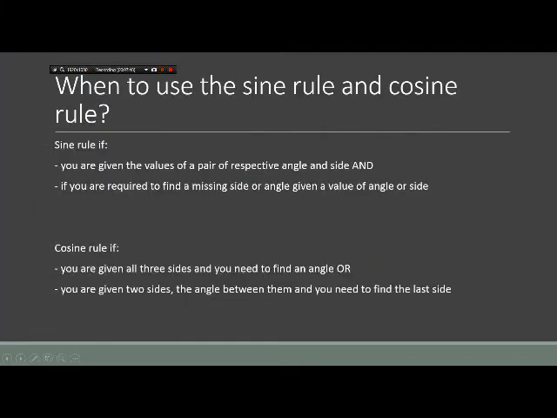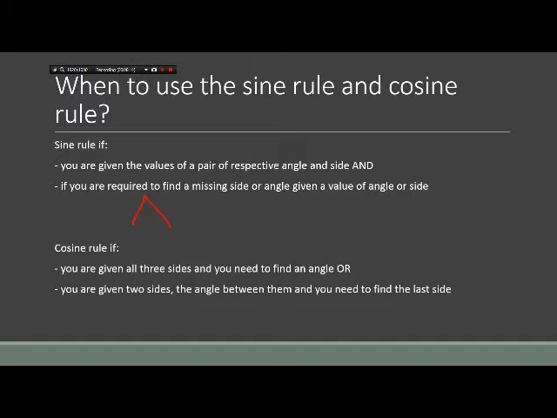Okay, so sometimes we need to use the sine rule and sometimes we will need to use the cosine rule. We're not going to tell you when each one should be used in an actual test situation, so you need to judge for yourself. Here are some helpful hints to help you. The sine rule should be used if you are given a pair of values.